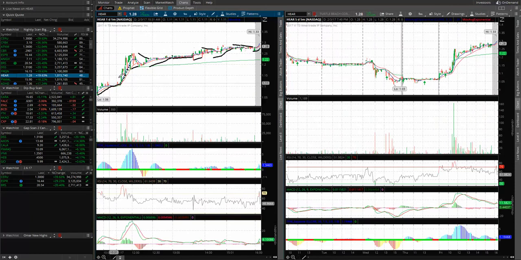HEAR opened at 1.06, and it held its highs to 1.33. Showed a million shares, not super liquid, but liquid enough. I'll watch it, see what it's going to do Monday.